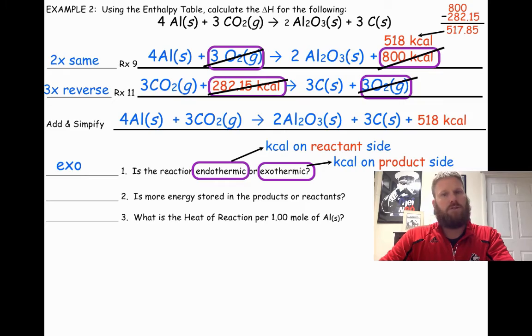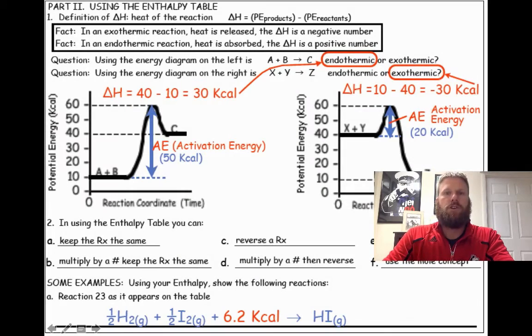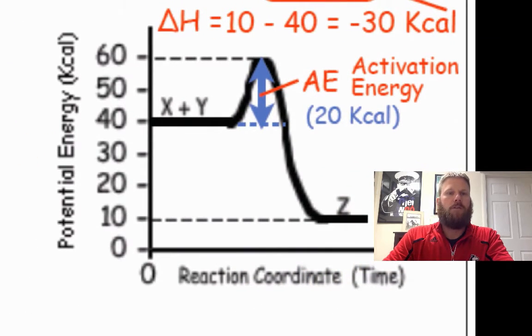Is more energy stored in the products or the reactants? Once again, let's look at this 2 different ways. Consider the energy diagram for an exothermic process. You can see for an exothermic process, the reactants have a higher energy than the products.